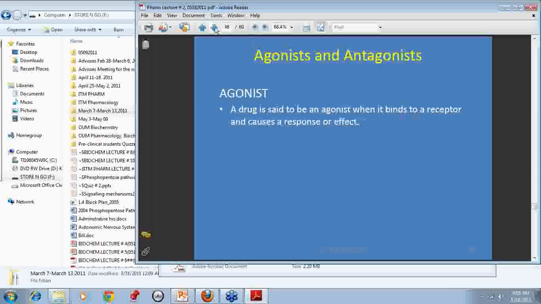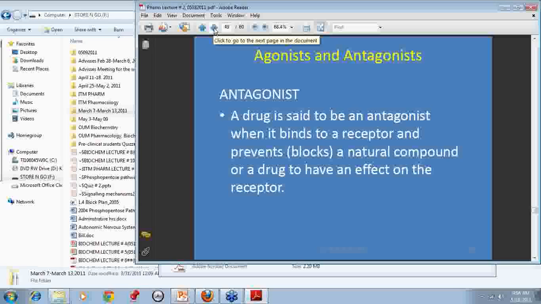An antagonist, as the name implies, is blocking or inhibiting the natural metabolite or the natural neurotransmitter from binding at its receptor site. So a drug is said to be an antagonist when it binds to a receptor and prevents or blocks the natural compound from having an effect on it. So what you expect to see here is that the intrinsic activity is 0. That's what you want, to antagonize.